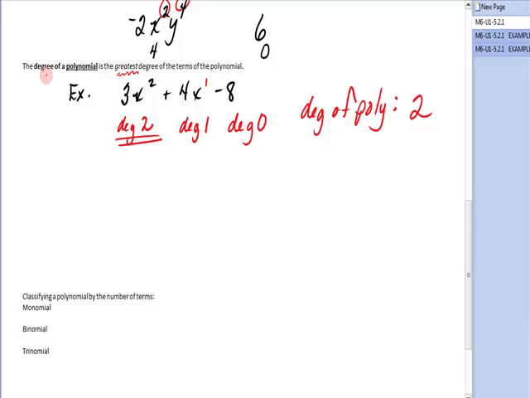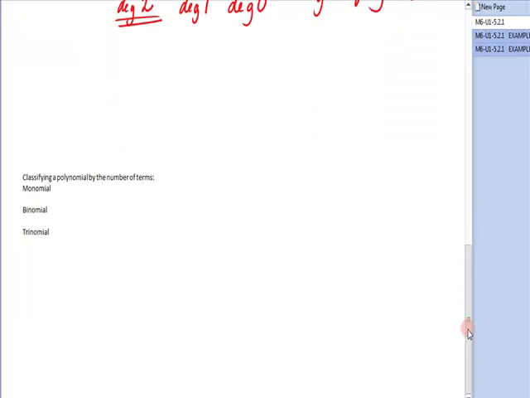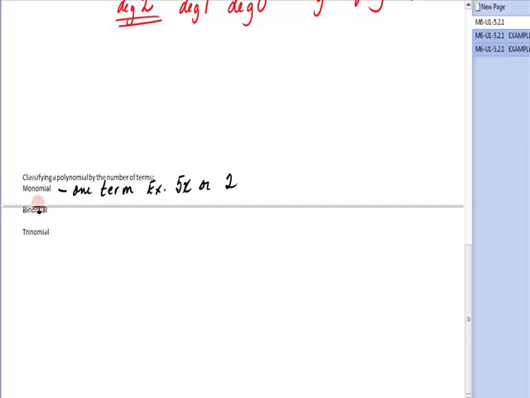So if you're trying to find the degree of a polynomial, you stop and find the degree of each term, and then you simply choose the biggest. All right, one last thing to say about polynomials is classifying a polynomial by the number of terms. A monomial has one term. Example, 5x or 2. Those are monomials.